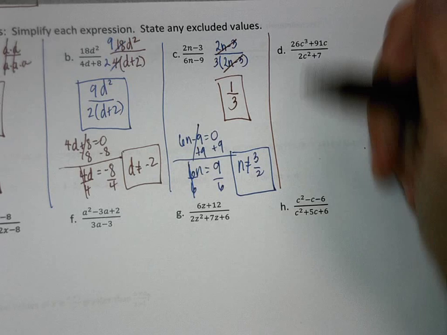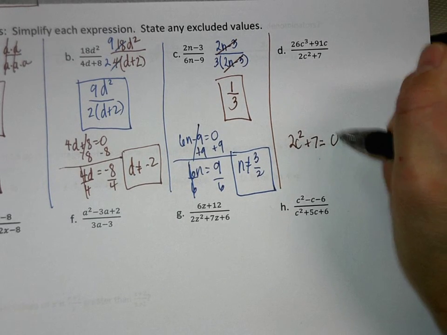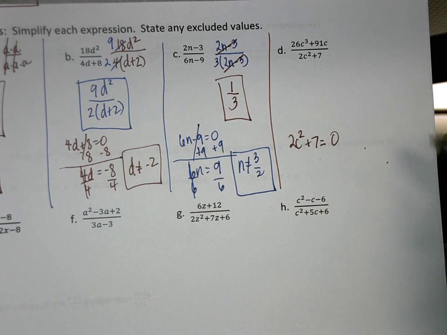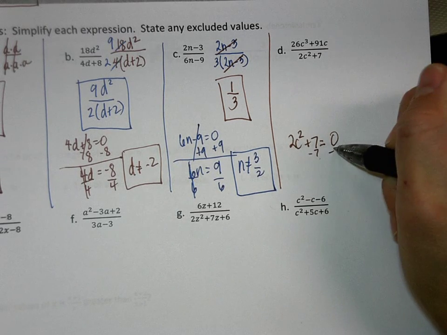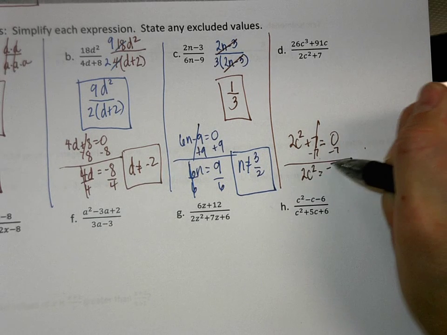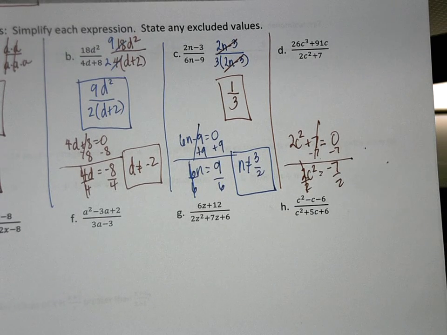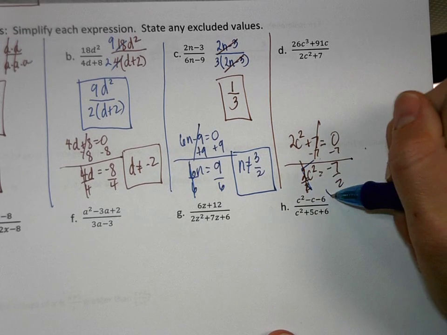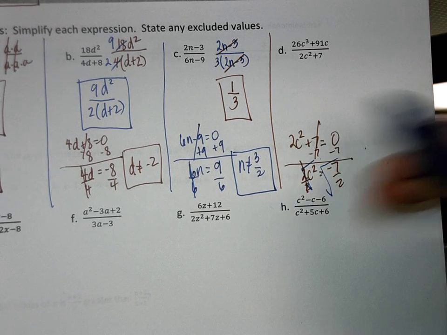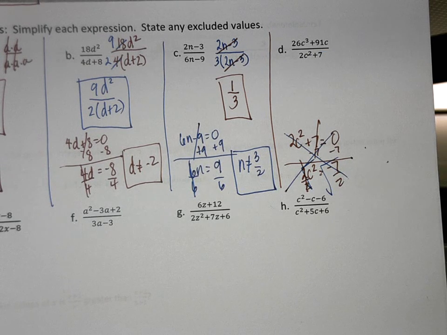If we set this equal to 0, 2c squared plus 7 equals 0. We would subtract 7 from both sides. 2c squared equals negative 7. I divide by 2. In order to get c by itself, what would I end up doing now? Okay, but can I take a square root of a negative number? No. And so there basically is not a value that will end up making the denominator equal to 0. So there's no excluded values.